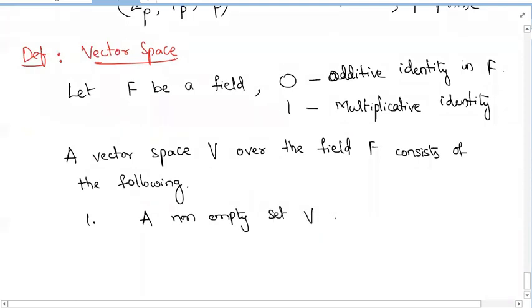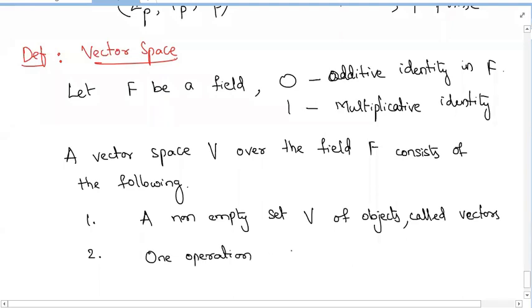What do you call a non-empty set V of objects? The objects in this we call vectors. There will be two operations. One operation on V called vector addition.